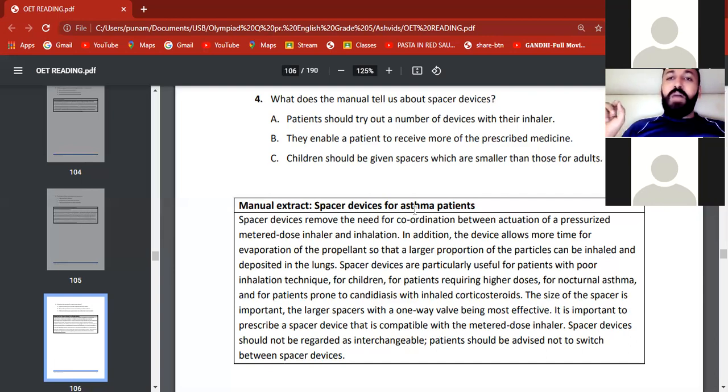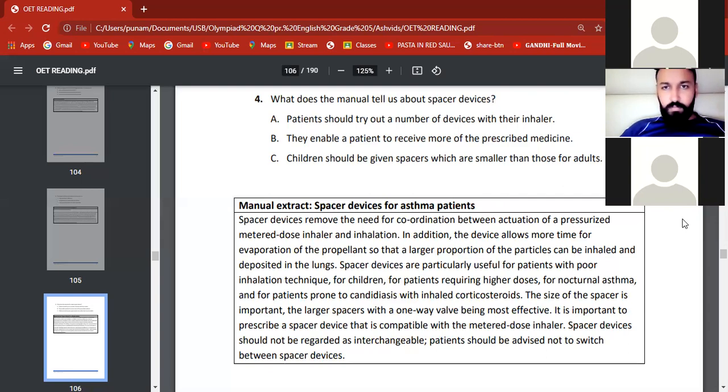What does the manual tell us about spacer devices? So spacer devices information according to the manual. Let's read it. Manual extract. Spacer devices for asthma patients. Spacer devices remove the need for coordination between actuation of a pressurized metered dose inhaler and inhalation.